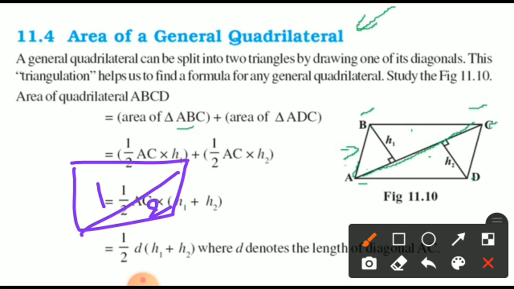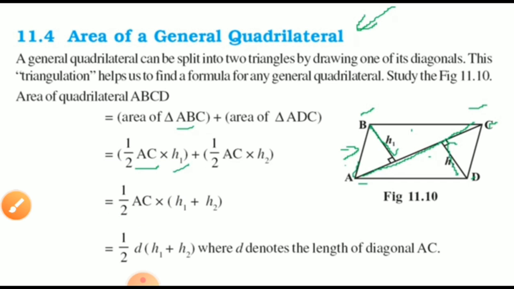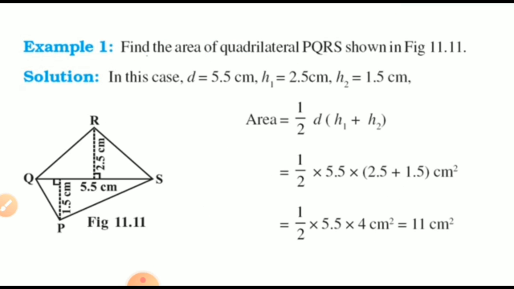We can study this through figure 11.10. Area of quadrilateral ABCD: we can make it 2 parts, area of triangle ABC plus area of triangle ADC. Isn't it? Yes, my dear students. And we know the area of a triangle. Anyone can help me? Yes, you are 100% right: base into height. See here, example number 1.